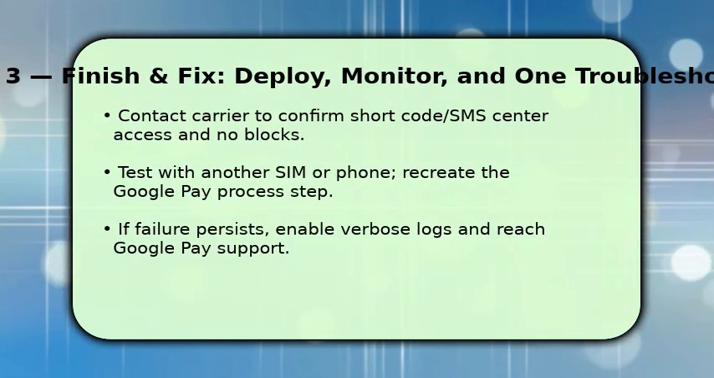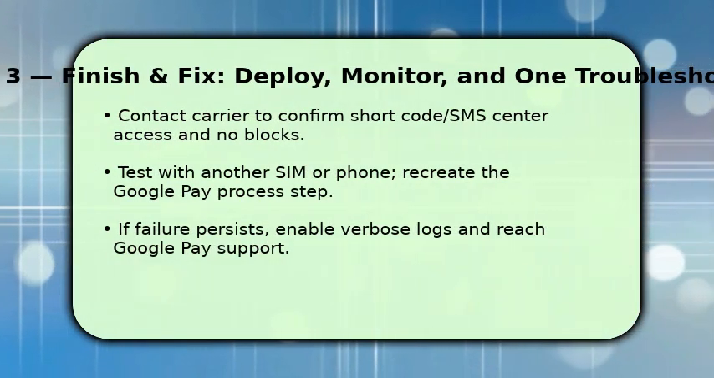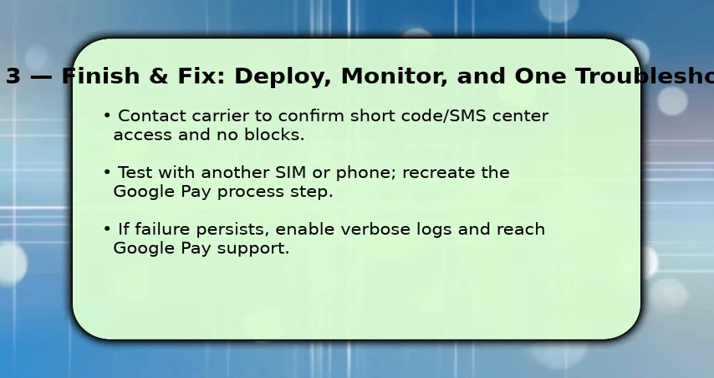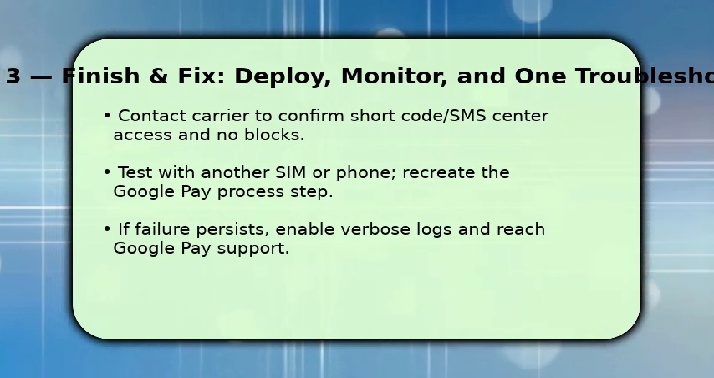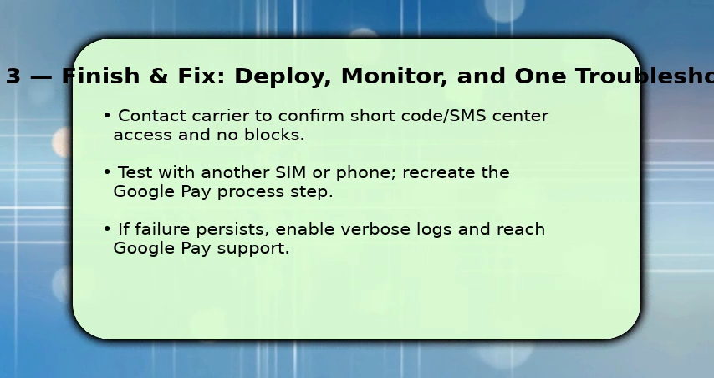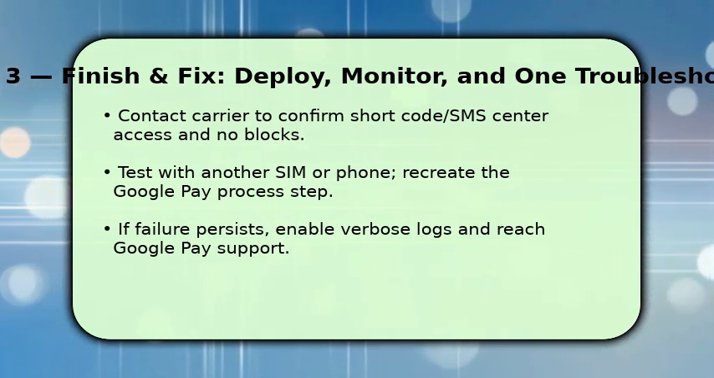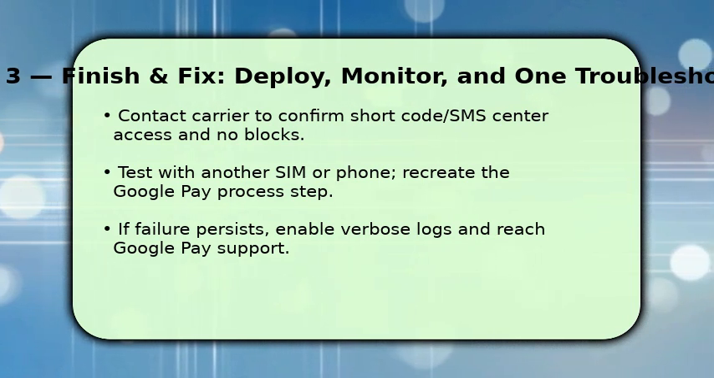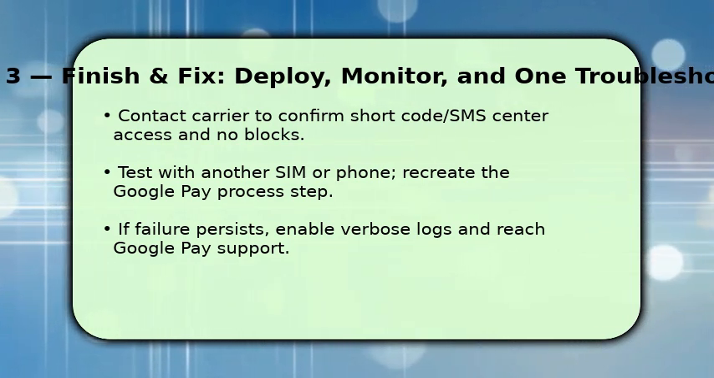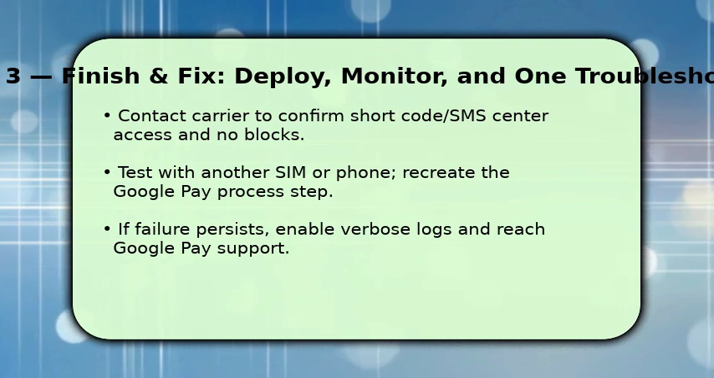Finish with carrier and verification tests. Call your carrier and confirm short code access, and the SMS Service Center isn't blocking automated messages. If possible, test the same SIM in another phone or try a different SIM to isolate device versus network faults. Recreate the Google Pay verification after each change.